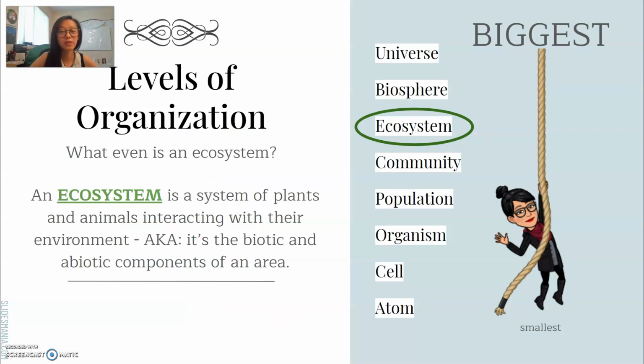Great. So moving on, we got to figure out what even is an ecosystem and how does it fit in the grand scheme of things. So it's important to figure out how we organize matter. We start with something really small like an atom, then we go to a cell, then an organism, an individual thing like myself. A population is a group of the same species, like a bunch of humans together, because we're all the same species.